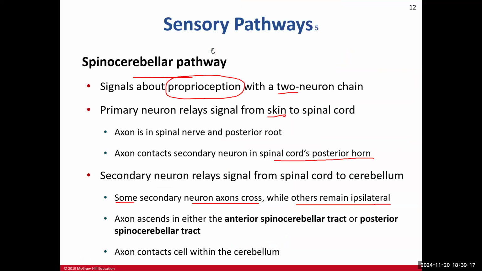Okay. Just be grateful that I'm not going over all the tracks. We're only doing a few. We're going to switch over to the motor tracks, which are a little bit more interesting. All right. And then we'll make way, we'll get into the reflexes here.